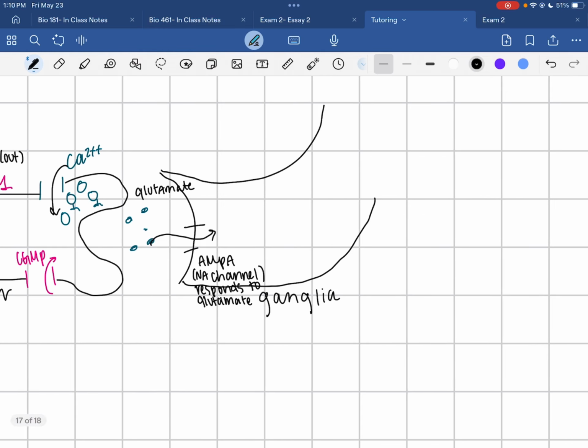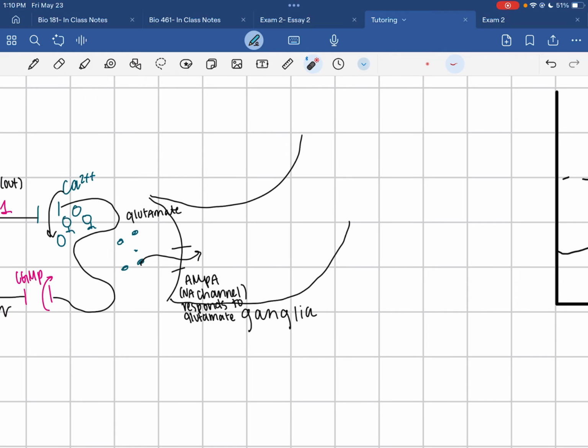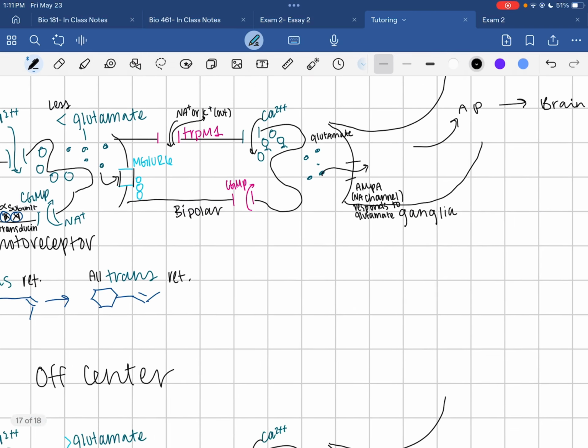and then that is going to depolarize the cell, and that's going to cause these AMPA channels to open, which are sodium channels, but they only respond to glutamate. And then that's going to cause an action potential, and it's going to send its signals to the brain.